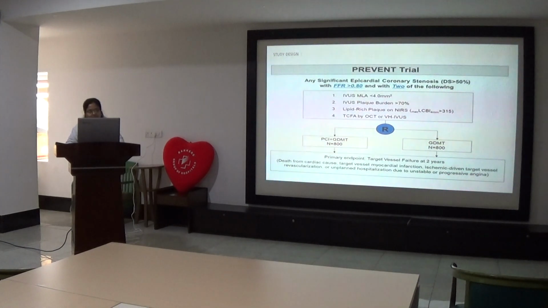Coming over to the study design, any significant epicardial stenosis which is more than 50%, revascularization was needed, or unplanned hospitalization due to unstable or progressive angina. This was considered the primary endpoint.